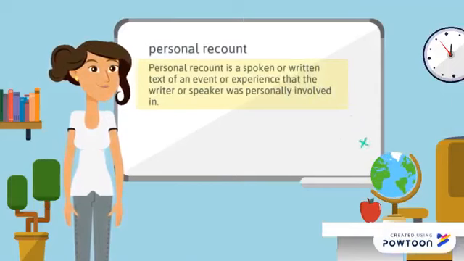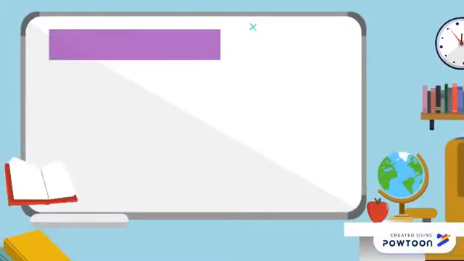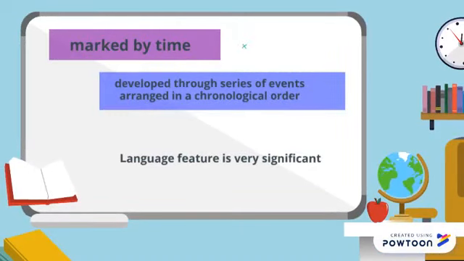So I use personal recount here. It is a spoken or written text of an event or experience that the writer or the speaker was personally involved in. So writing a personal recount requires you to retell an activity or event that happened in your own life. Recount text is marked by time and developed through a series of events arranged in a chronological order. So language feature is very significant since the success of retelling an event lies in the choice of words used by the writer or the speaker.